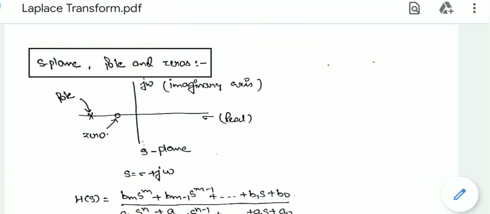In the previous section, we have discussed the concept of Laplace transform, region of convergence, and the properties of region of convergence. In today's lecture, we are going to discuss the Laplace transform of some basic signals, and before that, we discussed the S-plane and poles and zeros of the system.